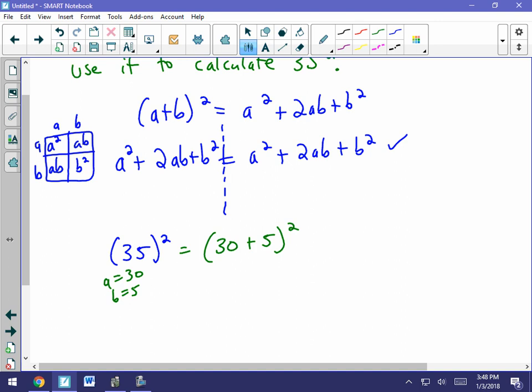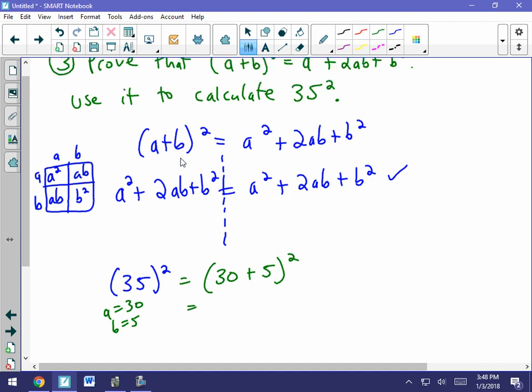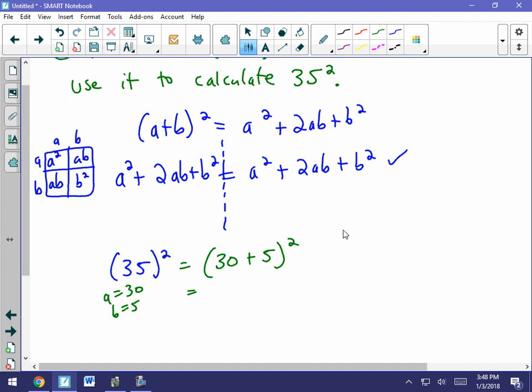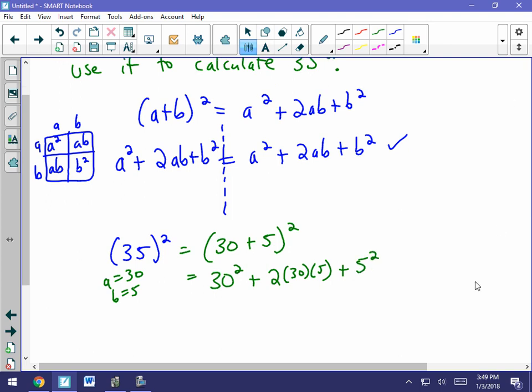That's the same thing. But then using that formula, when I take my (a plus b) and square it, I should get this thing. So a squared would be 30 squared, and then 2ab, so 2 times 30 times 5, and then b squared, which would be 5 squared. And that's all stuff that I can, again, do pretty easily in my head.